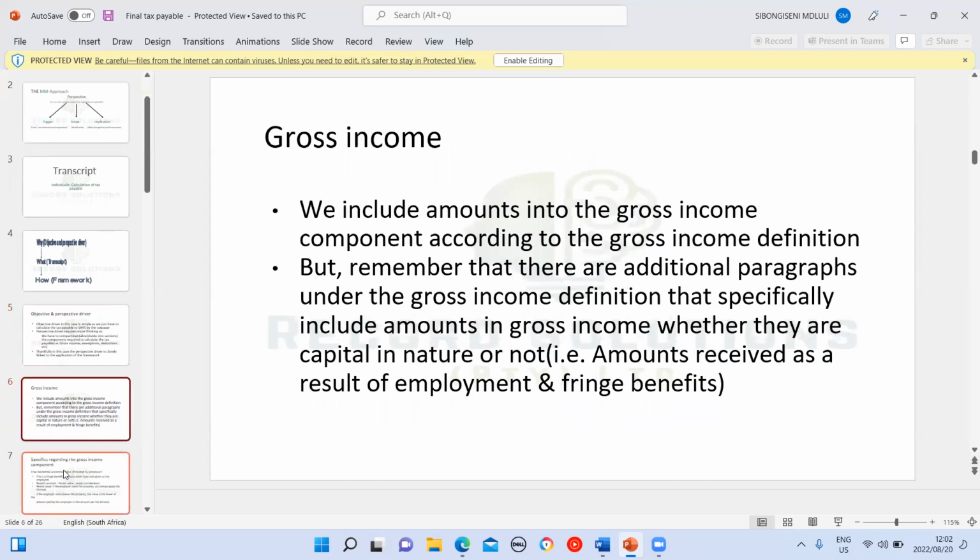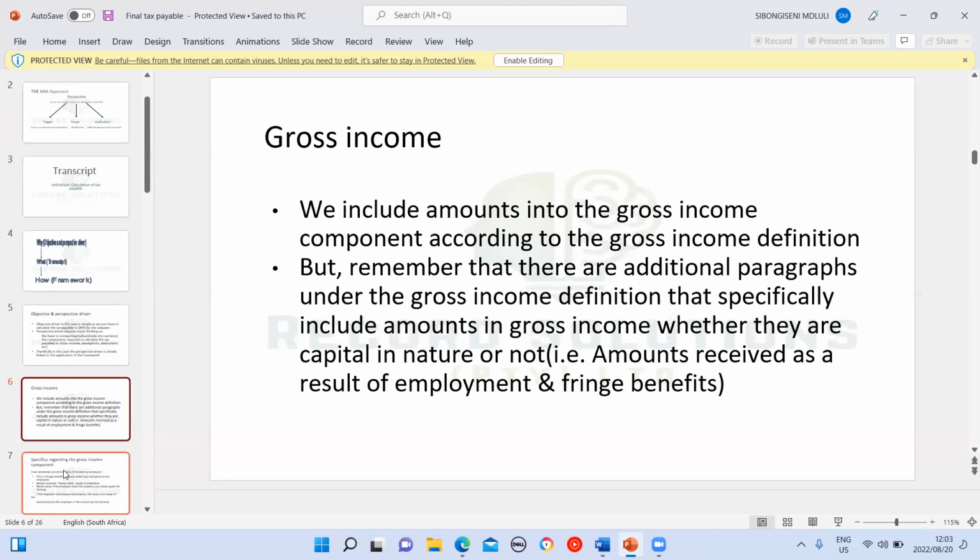Now, getting straight into it, the first component which I want to talk about is gross income. We include amounts into the gross income component according to the gross income definition. But remember that there are additional paragraphs under the gross income definition that specifically include amounts in gross income, whether they are capital in nature or not.